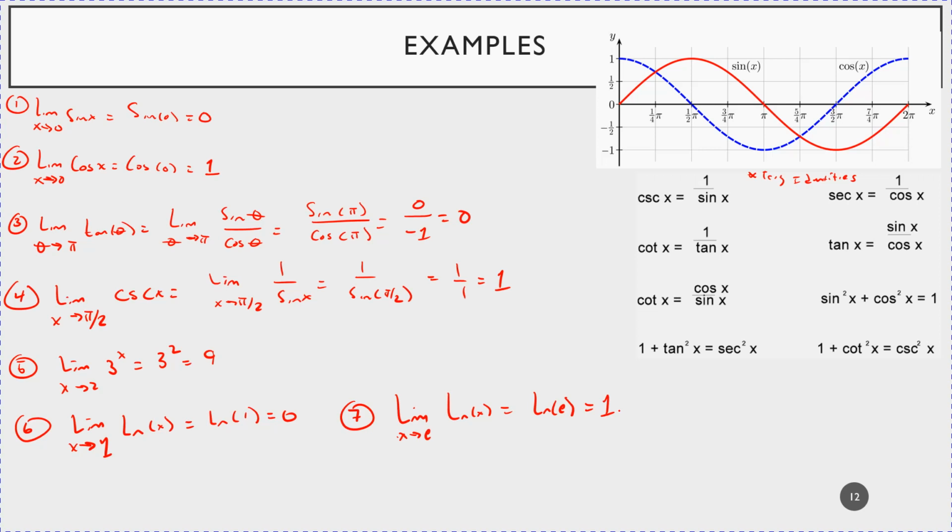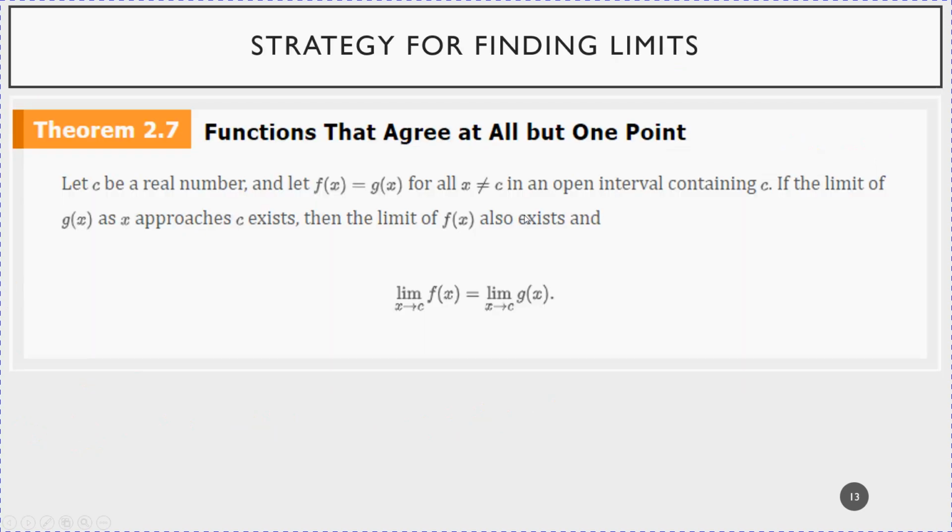Okay, so now what we want to look at is cases where you need a little bit more advanced methods. What if you can't? What happens when you plug it into the function and you get something like a divide by 0? That's a big issue. So we use this strategy here for finding limits. It's this theorem that talks about functions that agree at all but one point. I'm going to read the definition, and it's going to seem a little weird, and then I'm going to show you with an example how this works.